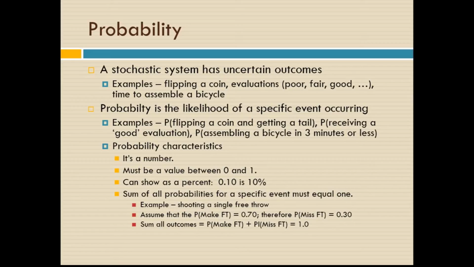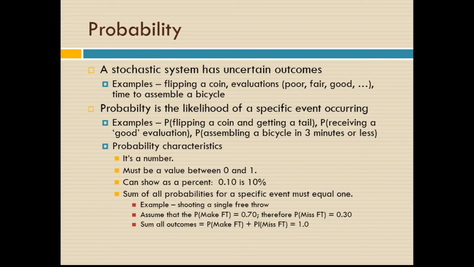We may have more than two choices, and all those choices may not be equally likely. If we're looking at evaluations, we may have poor, fair, good, very good, but the distribution of those doesn't have to be the same. So the probability of receiving a good doesn't have to be equally likely with the other ones. Think about putting a bike together. This 3 minutes is a little bit aggressive. I don't think that makes sense, but maybe it should have been the probability of assembling a bicycle in 3 hours or less.